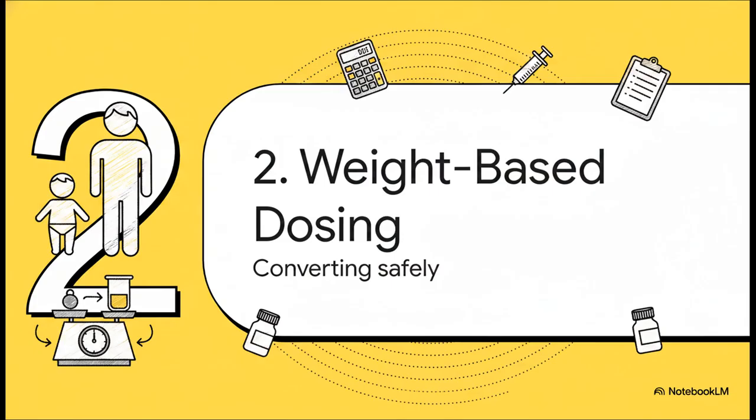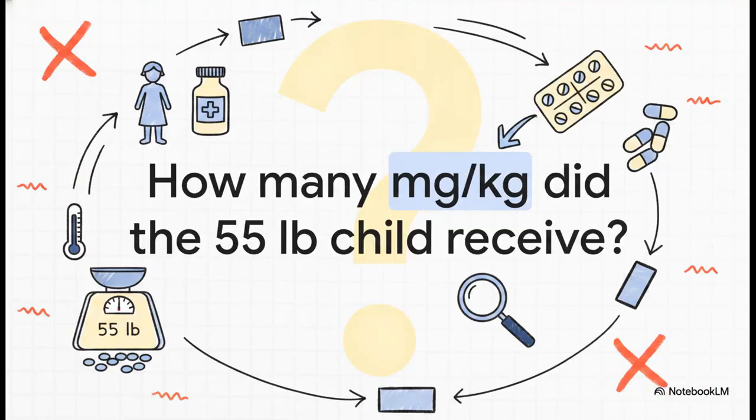Moving right along to Section 2, weight-based dosing, converting patient parameters safely. Now, weight-based dosing really builds on that foundation of strict unit conversion we just talked about. Pediatric and specialized dosing relies heavily on getting these patient parameters right. Here's our scenario. A 55-pound child presents to the clinic and receives a 300 milligram dose of ibuprofen. We need to figure out exactly how many milligrams per kilogram the child received.